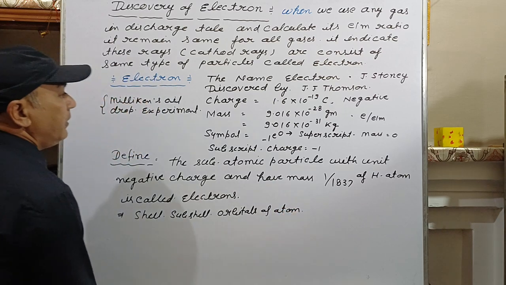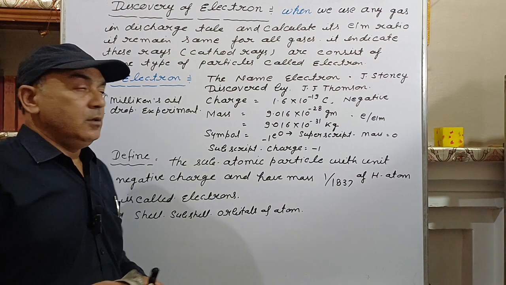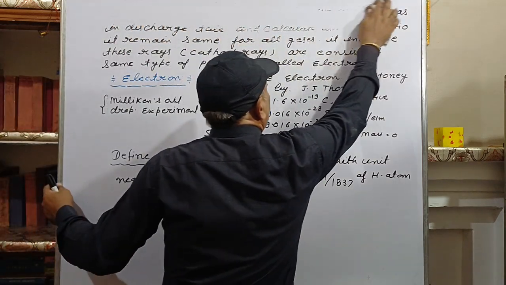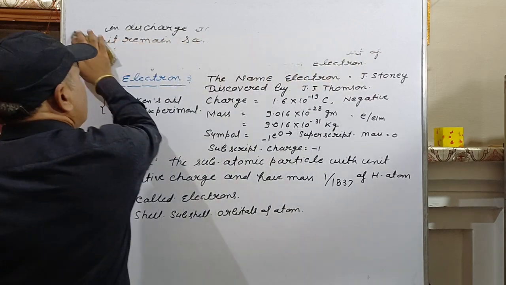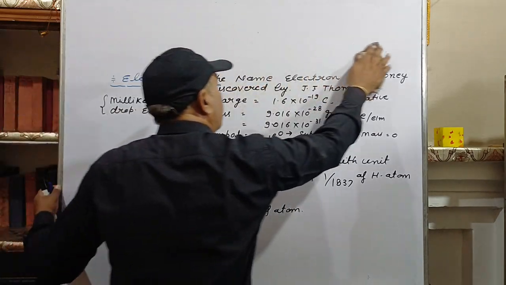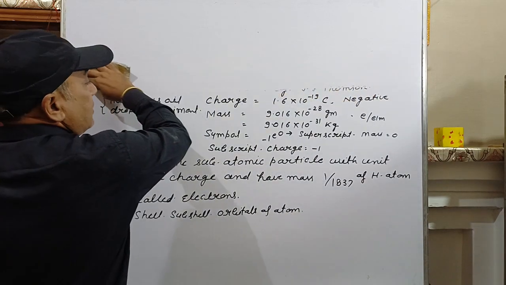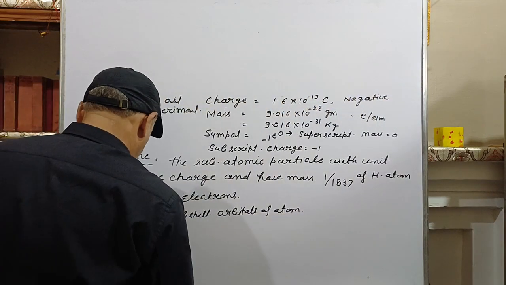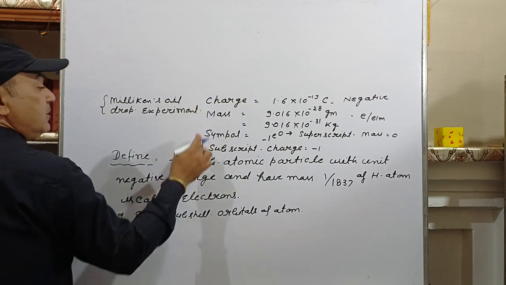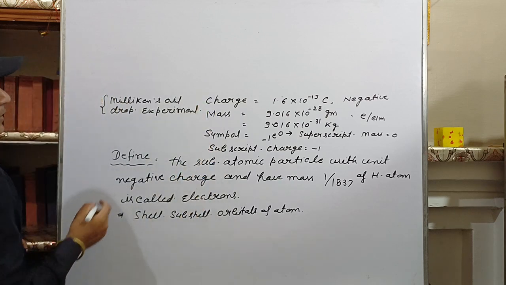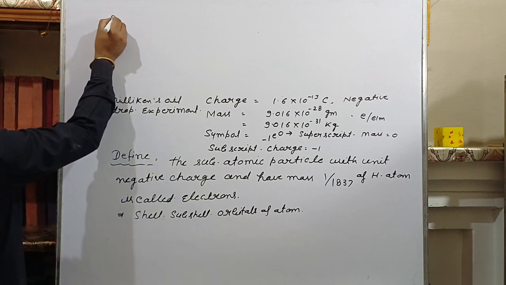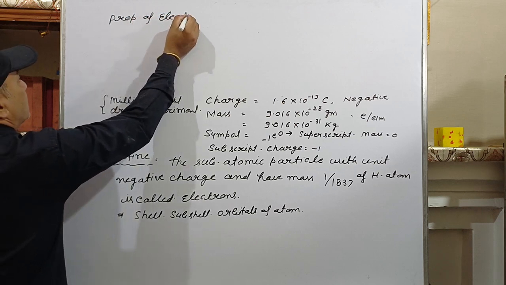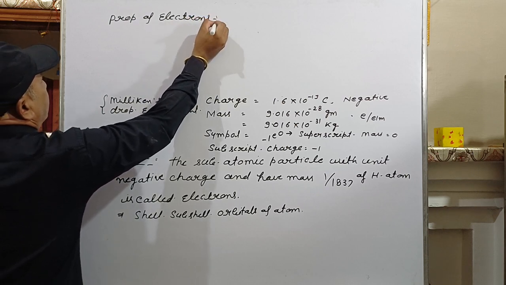And now what are the main properties of electrons? Now we are going to discuss the properties of an electron. We can give the properties of electrons on the basis of this general information, which means charge, mass, symbol and radius.